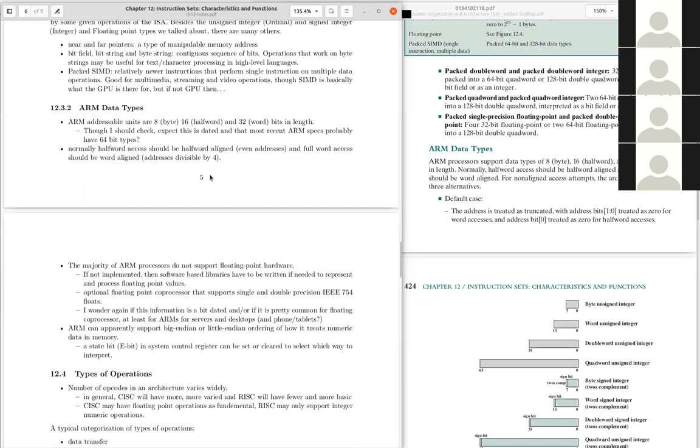But ARM apparently does require alignment of instructions, so half words should be aligned on even address boundaries of 2 bytes. Data types should be aligned on even address boundaries, and full word or 4 byte addresses should be aligned on memory addresses that are divisible by 4.